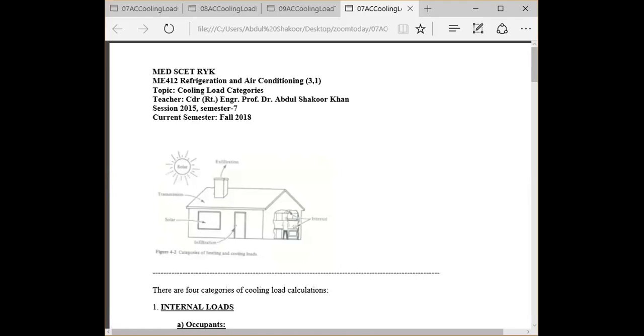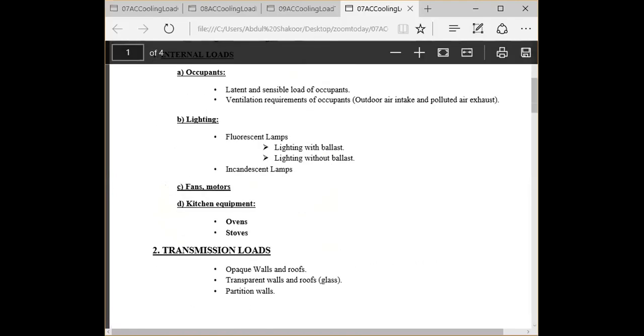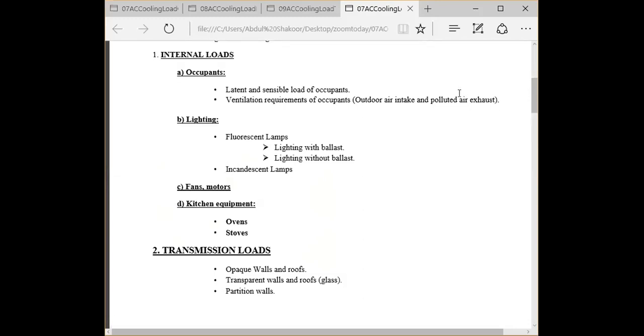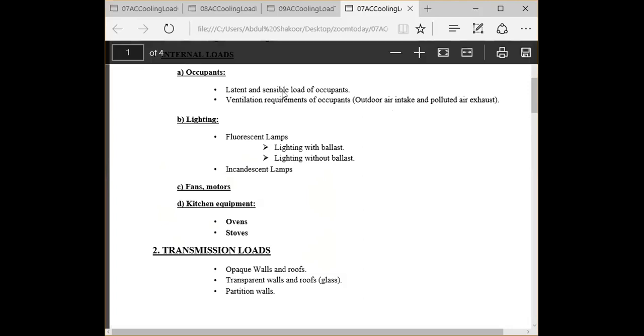The duty of AC equipment is to remove these 4 types of loads, and the duty of the AC engineer is to know how to estimate and calculate the size of this heat transfer.